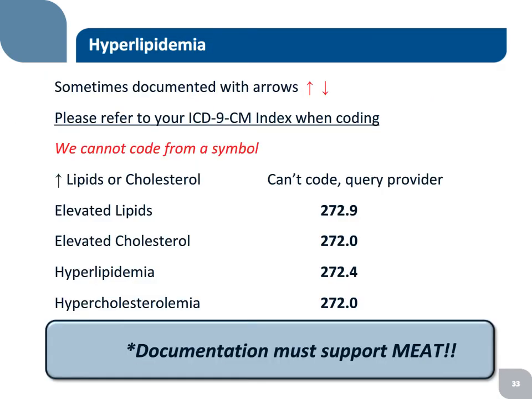If you're using any kind of paper record, be careful of approved abbreviations. An arrow up and arrow down is not an approved abbreviation, and there's a Coding Clinic specifically on this. So if we see arrow up lipids or arrow up cholesterol, we cannot code from that. Again, a lot of times we see hyperlipidemia or hypercholesterolemia, but without the meat. We want to know, are they on a statin? Did you advise a low-fat diet? What are we doing for the condition?